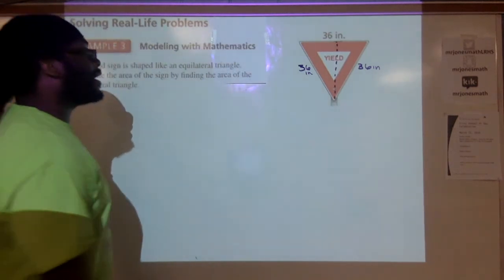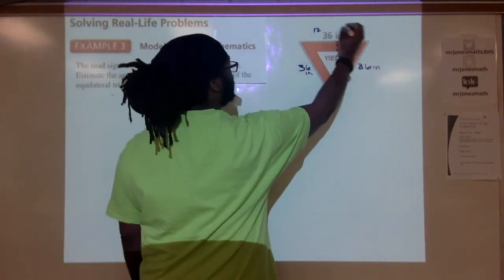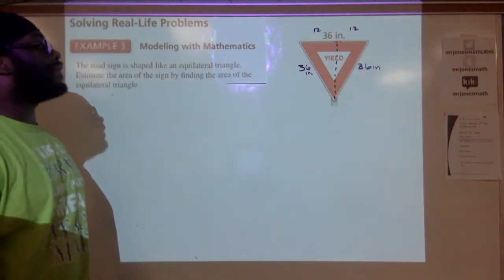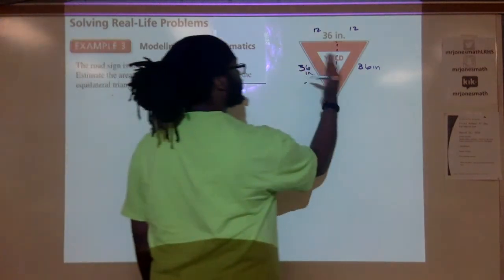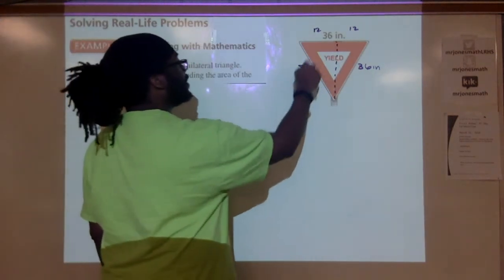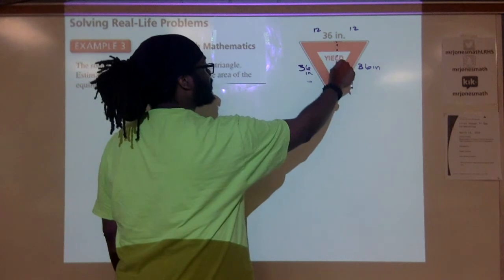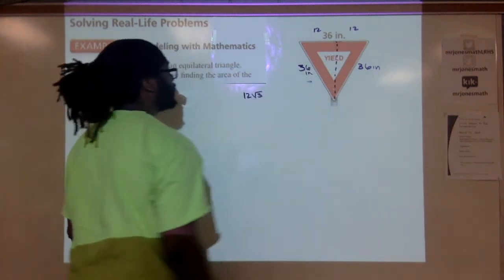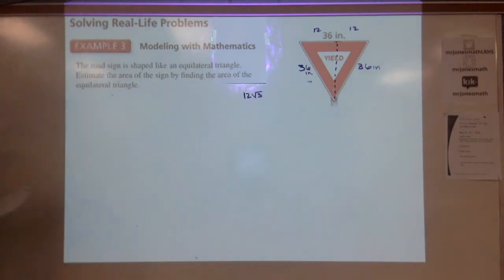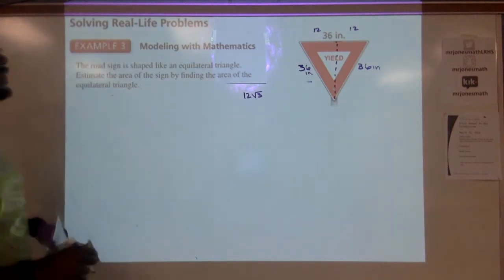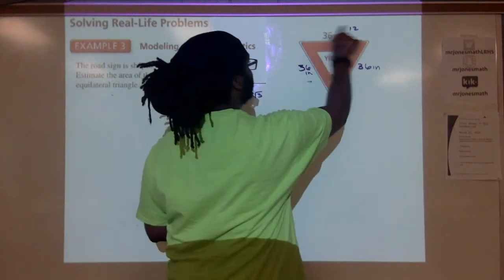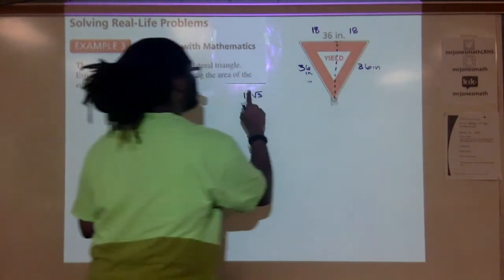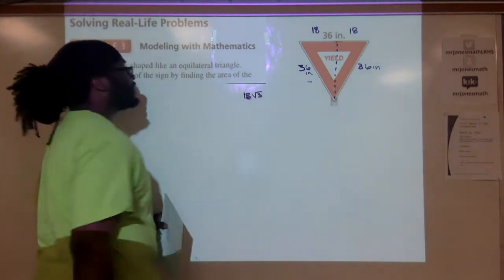So we cut that in half, making this 18 and 18. The height is the long side of both of these triangles, which is x times the square root of 3. So the height is 18 square root of 3.